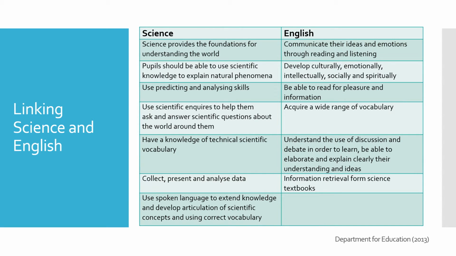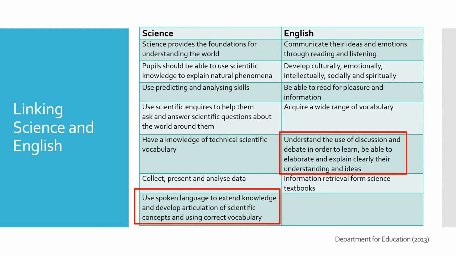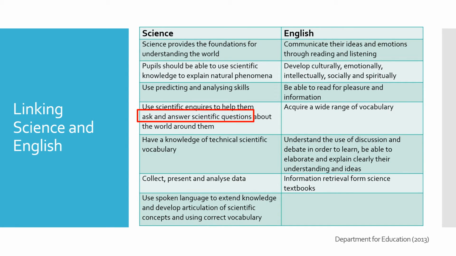In science, children need to be able to use spoken language to extend their knowledge and be able to articulate their scientific ideas. This could be achieved through a debate or discussion, which the English curriculum states that children must understand. Not only this, they must be able to explain their thinking and their ideas, which directly links to the science objectives. Questioning is a skill that is relevant in science and English to understand the world, as it is a dialogic skill. This links not only to these areas, but all areas on the curriculum.